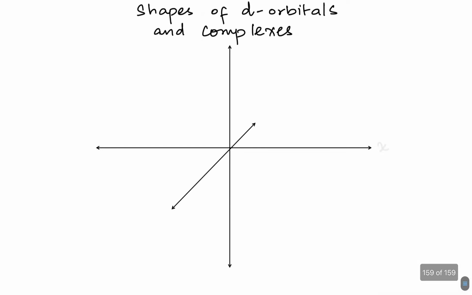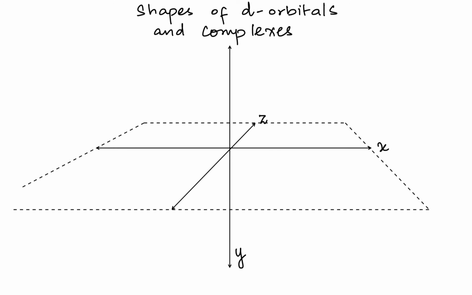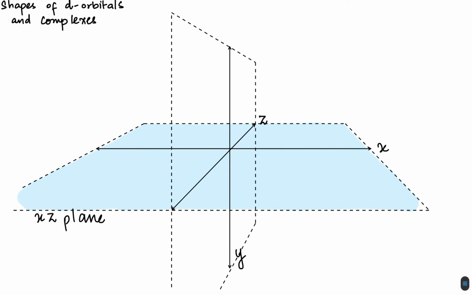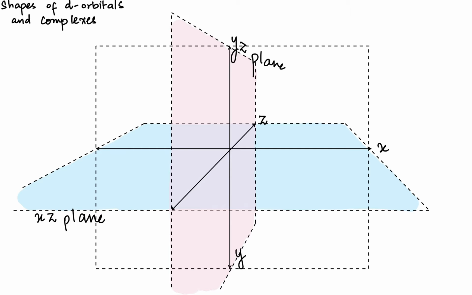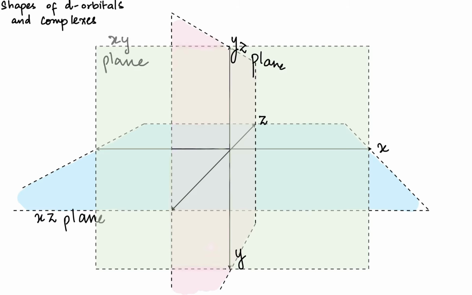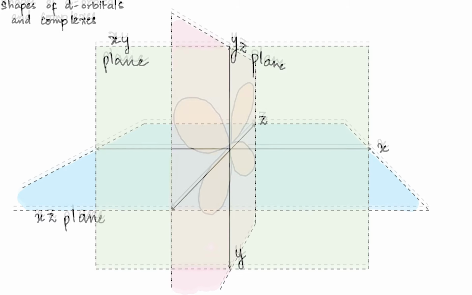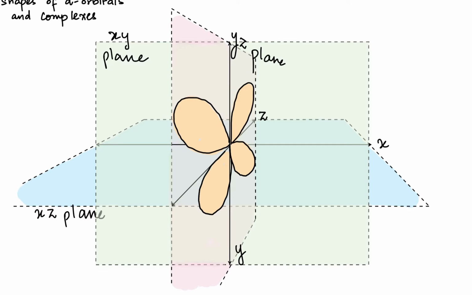So imagine the three axes, X, Y, and Z. You also need to imagine the planes between these axes. For example, the blue one is the XZ plane between the X and Z axis. Now you can imagine the pink plane, which is between the Y and Z axis, so it's the YZ plane. And then there's this green plane between the X and Y axis. These flat sheets represent the planes between these axes.